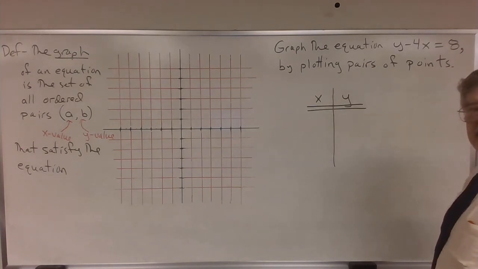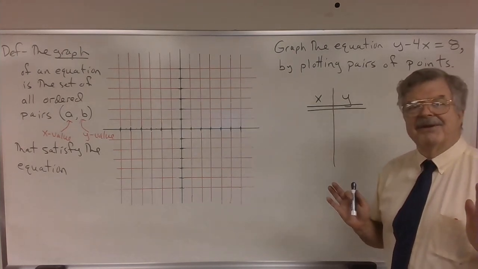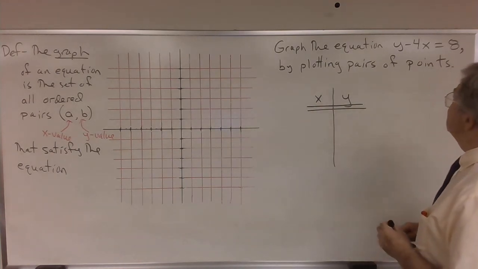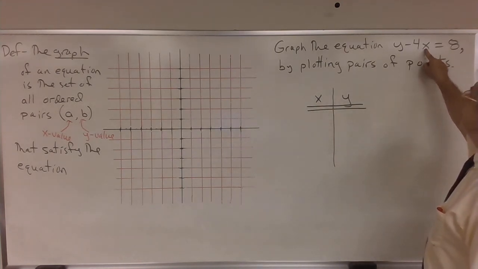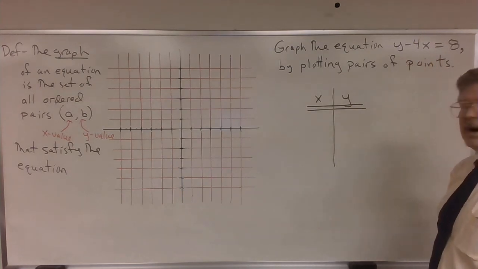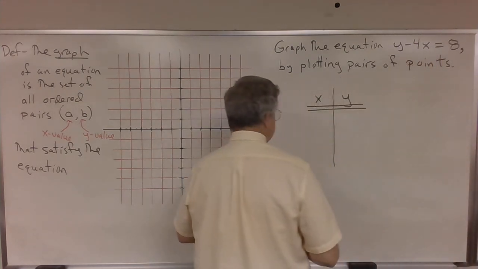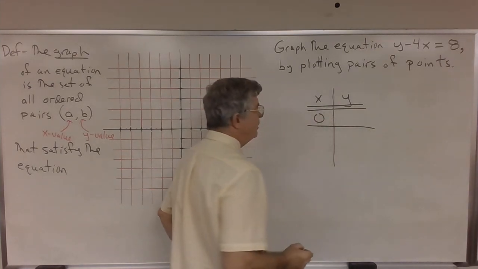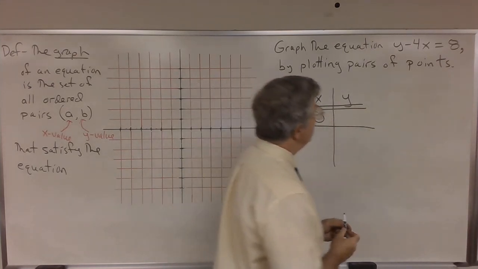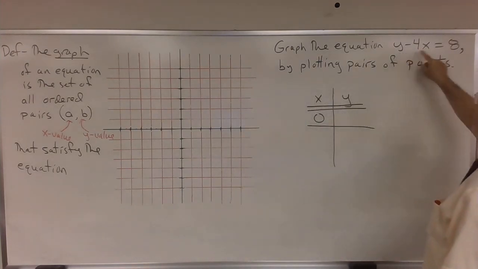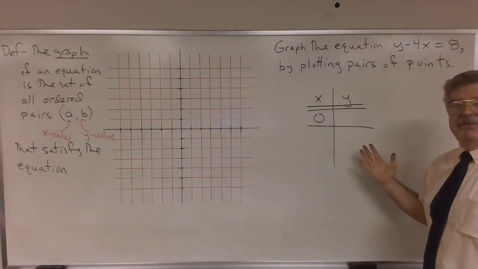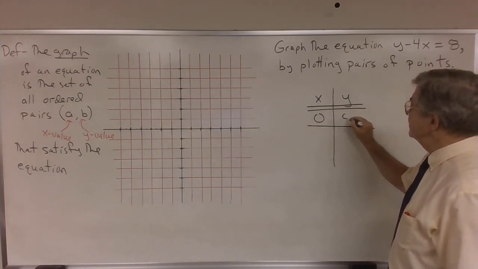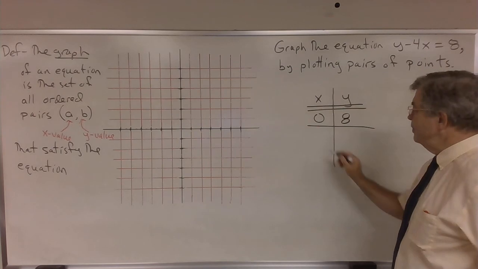Now, when we plot points, we're going to go the easy route. What could be easier than plugging in 0 for x and seeing what y is? So, I'm going to plug in 0 for x, and that means I have y equals 8. Oh, we know what y is. When x is 0, y equals 8. Okay, there's one solution.